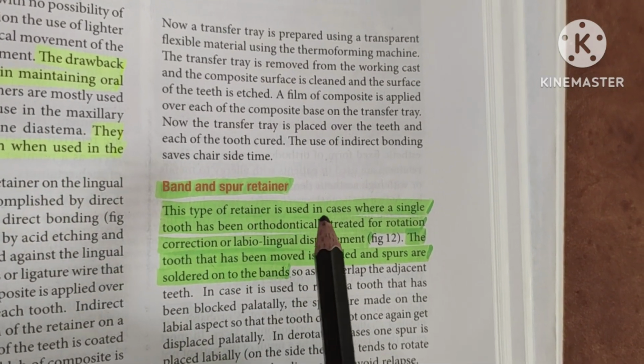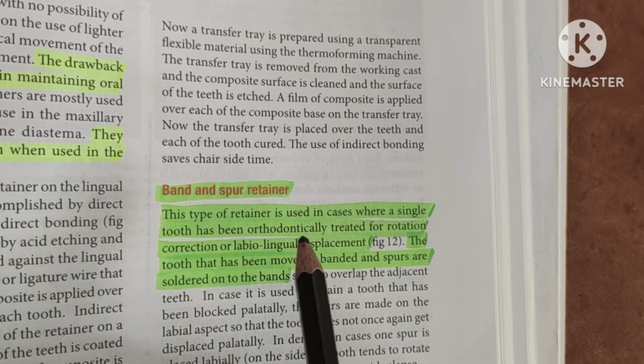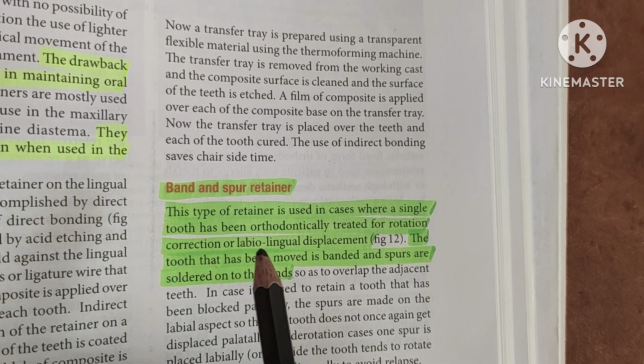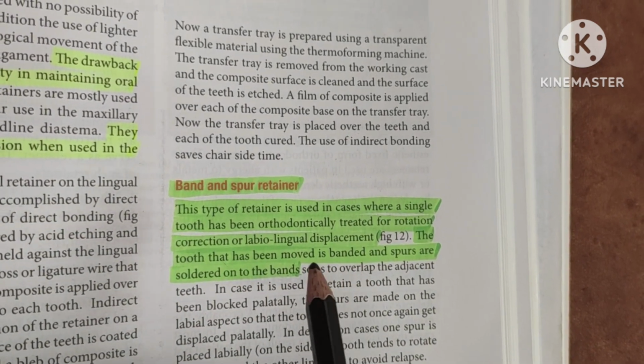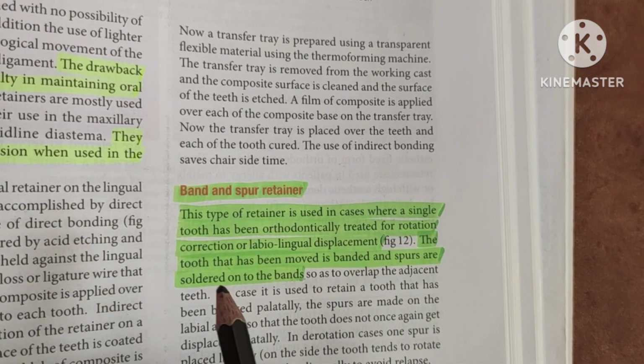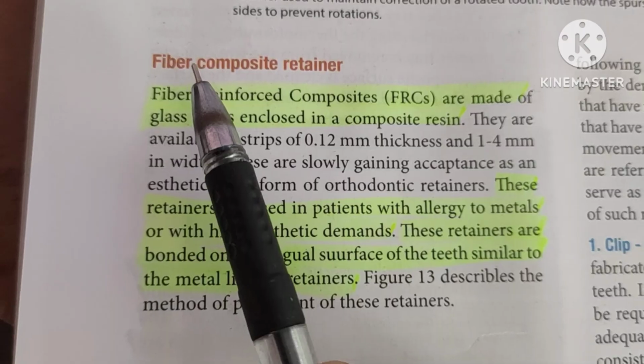This type of retainer is used in the case where a single tooth has been orthodontically treated by rotation correction or labiolingual displacement. The tooth that has been moved is banded and a spur is soldered onto the band.